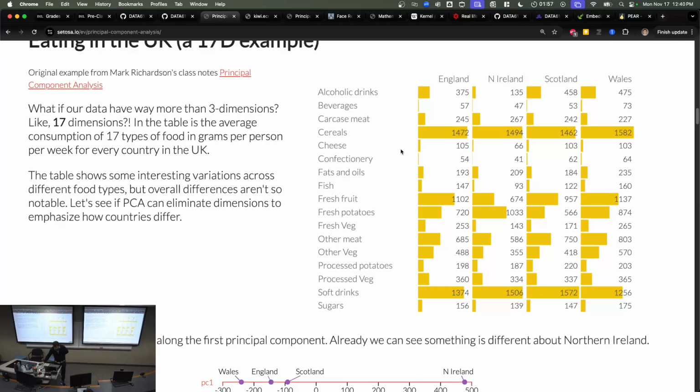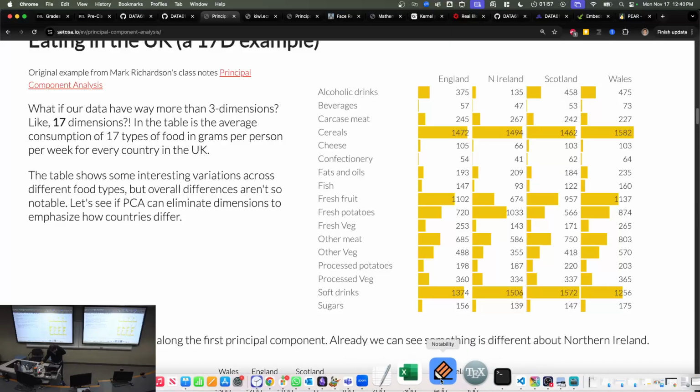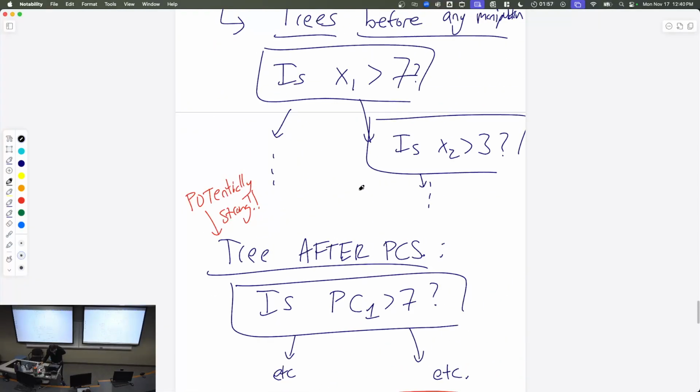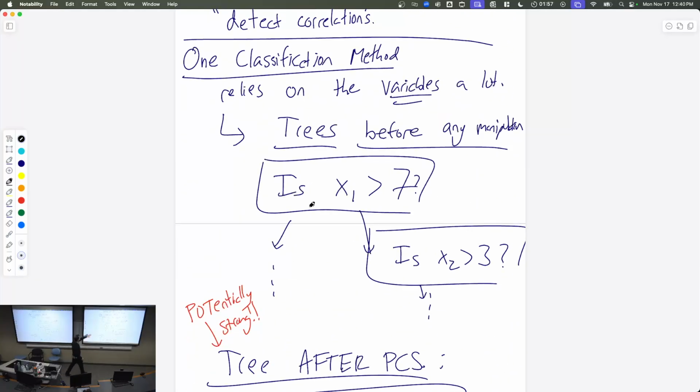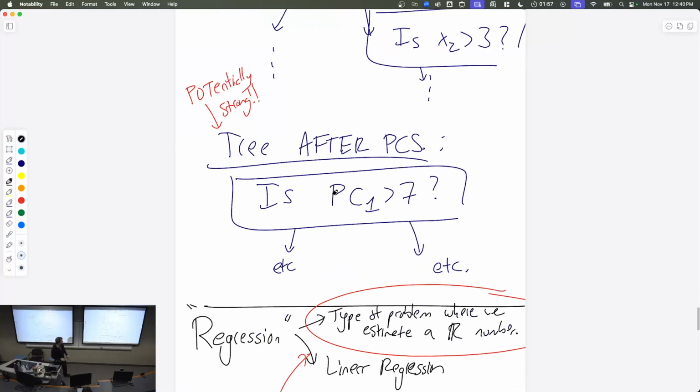Another good example of this, going back to something I already said, is tree-based methods. Tree-based methods originally only look at individual variables, and afterwards they look at the principal components. I said this could be a lot better, more performant. It could automatically find patterns.